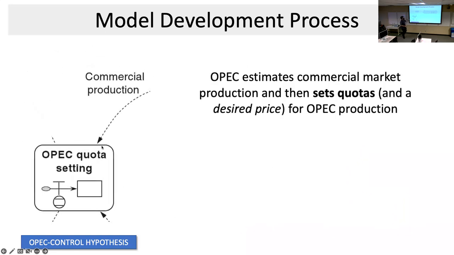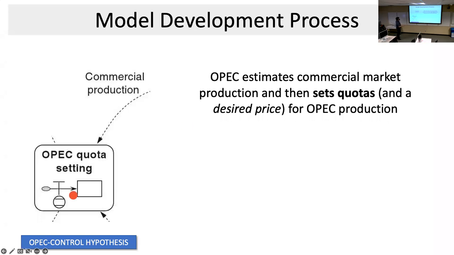So let's take a look at OPEC, because that's the thing that's most different. How does OPEC work? OPEC looks at the commercial market and decides it wants to set a certain price. They know the commercial market is already dumping a certain amount of oil out there. If the market equilibrium is a price that's too low for them, they might decide to pull oil out of the market. If it's too high for them, they might decide to dump oil onto the market until they get the desired price.